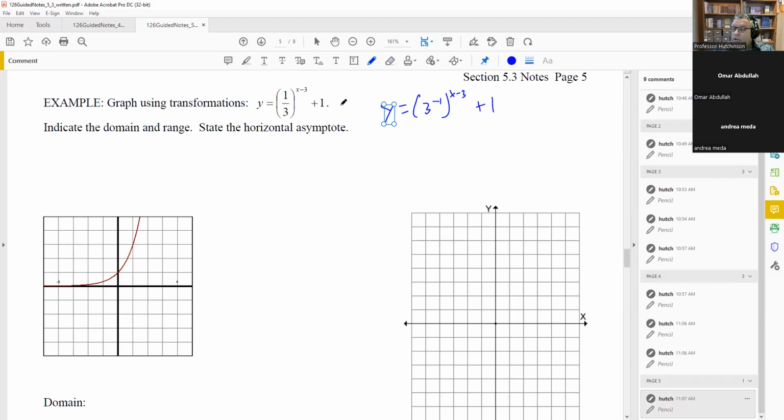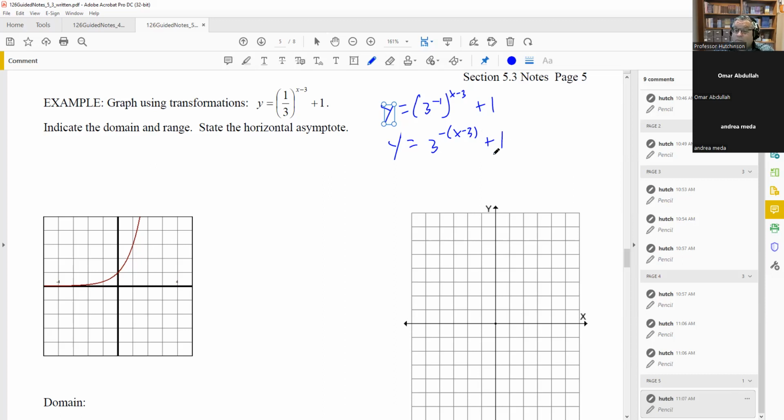And so that way, the one that was down here, I bring it up over the division bar, it becomes negative. And then I can do one more thing with that. I can put a negative out front and do this. Okay, so now I have 3 to the negative x minus 3, plus 1.